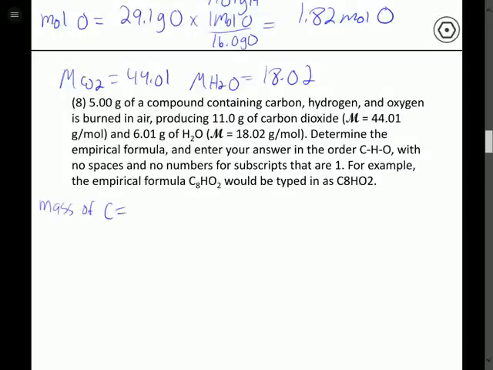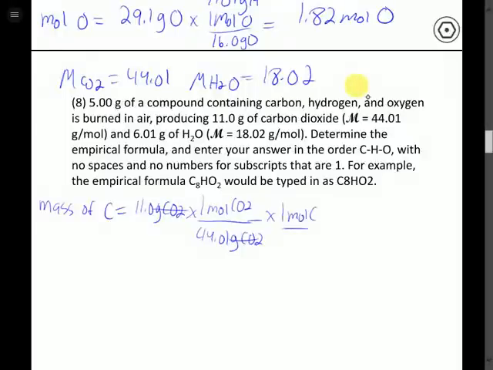we're told that we're forming 11 grams of carbon dioxide. All of the carbon comes from that. So we can do this type of conversion to get the mass of carbon. So 1 mole of CO2 has 44.01 grams. So we convert the mass of CO2 into moles of CO2. But we're interested in the amount of carbon. So in the CO2, the formula is 1 carbon, 2 oxygen. So we have 1 mole of carbon for every 1 mole of CO2.